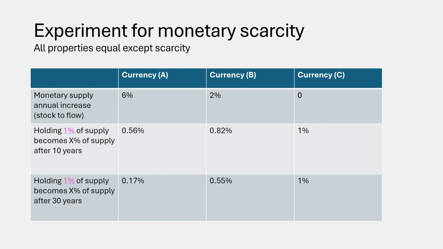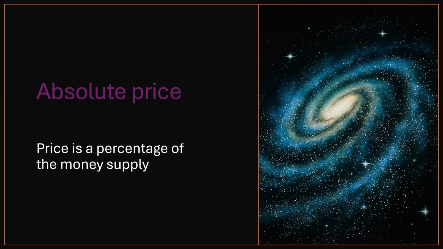And then we can see with currency B, with a 2% inflation, it's taking you down to 0.82 over 10 years, and then 0.55 over 30 years. And of course, if you have currency C with no increase in the supply, if you own 1%, you will always own 1%. And this is one of the most important parts to any currency, and it's what defines a lot of economic dynamics and prices that we'll come to look at.